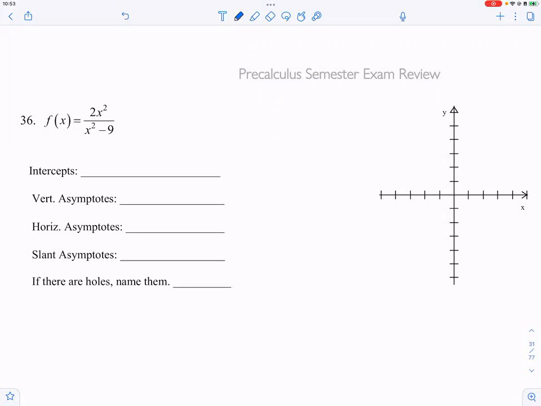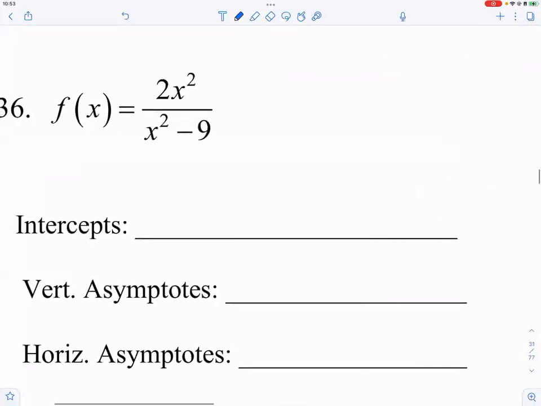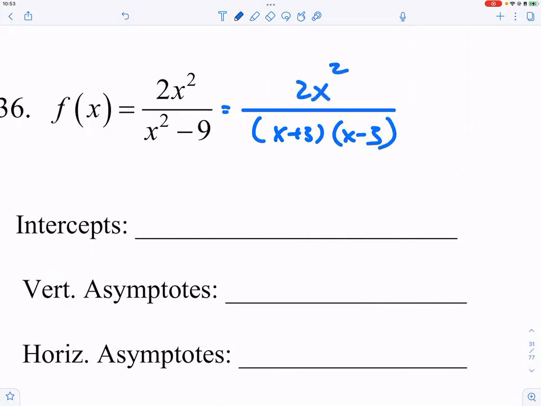All right, 36, another rational equation. Now, for this one, you may want to take a little bit more precaution because there's an x squared at the very top. The bottom part, you will factor the denominator to x plus 3, x minus 3. The top is just 2x squared.